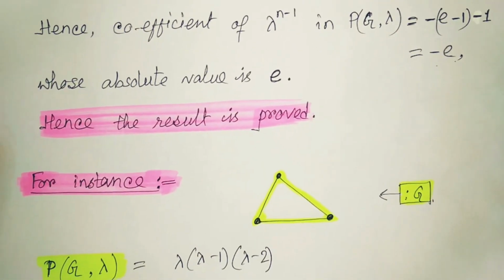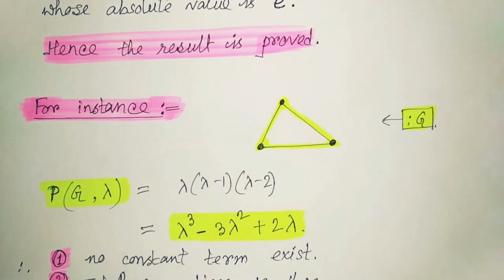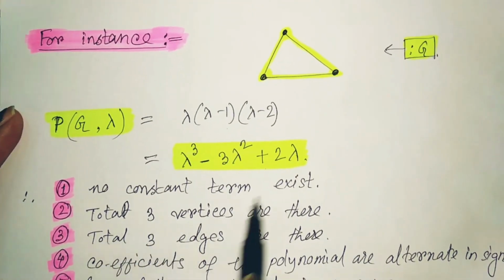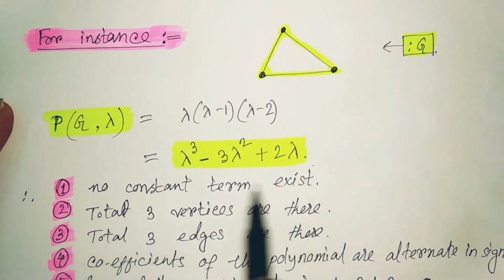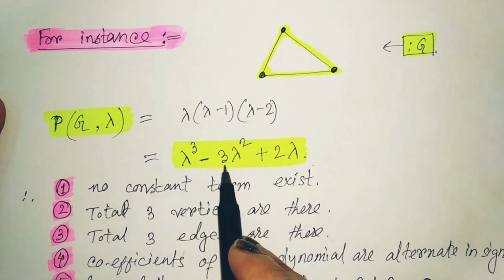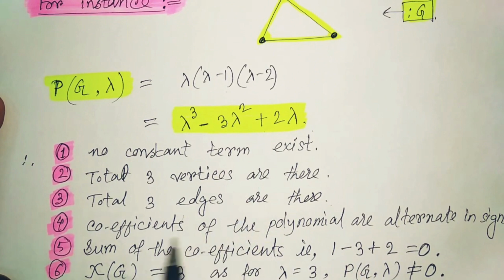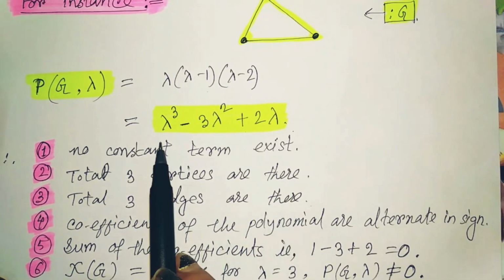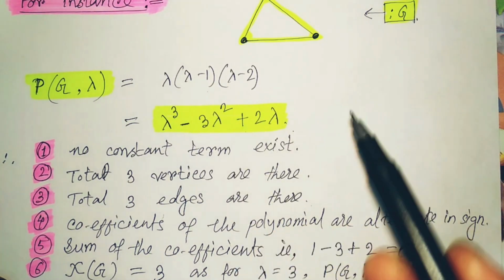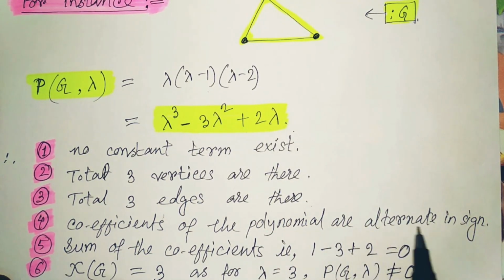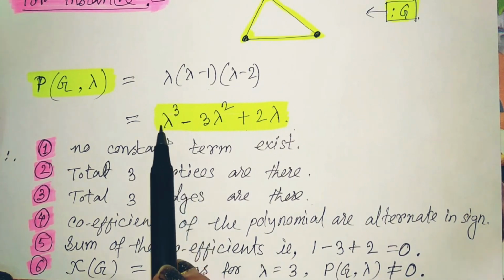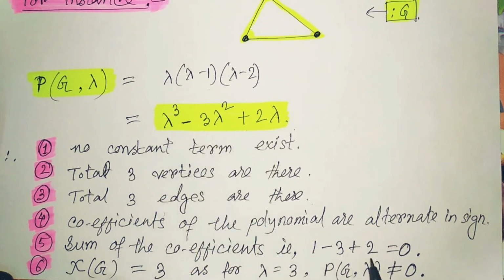So for example, we can say again that suppose this one is a given graph and its chromatic polynomial is very easy, that we know it is lambda into lambda minus 1 into lambda minus 2, and its simplified form is this one. From here we can say no constant term exists. Total 3 vertices are there because the highest power is 3. Total 3 edges are there because the absolute value of the second coefficient is 3. And the coefficients of the polynomial are alternate in sign. Look, it is first positive, negative, positive. So the coefficients of the polynomial are alternate in sign. And the sum of the coefficients here is 1, minus 3 and 2. If we add all these 3, then it is 0.